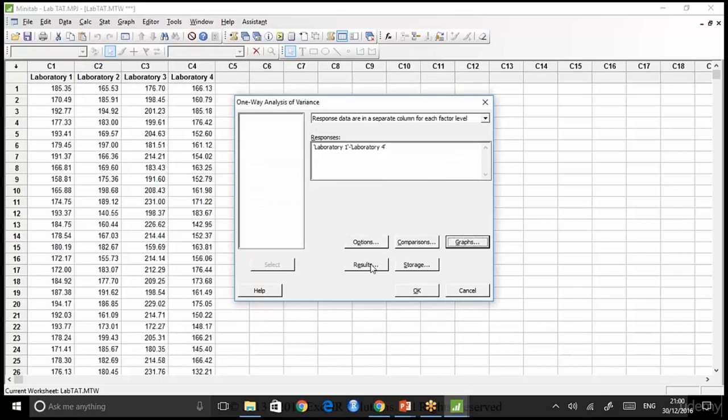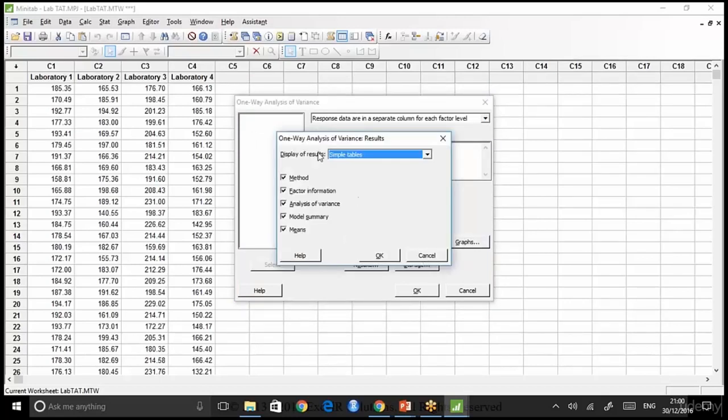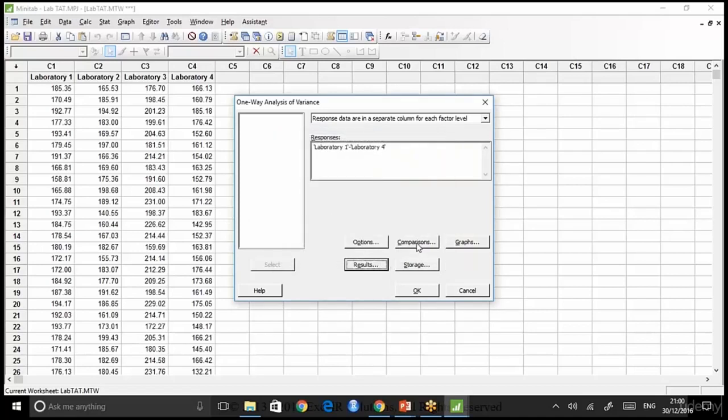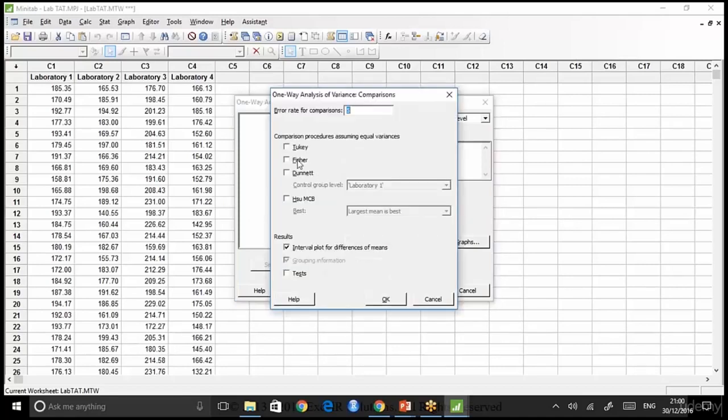Now when it comes to results, let me see whether all the options are there. Yep, all the options are there. Let me click on comparisons because we are trying to compare the different laboratories. Now this part is important. Here is where you'll have the Tukey test. So let me select Tukey test.